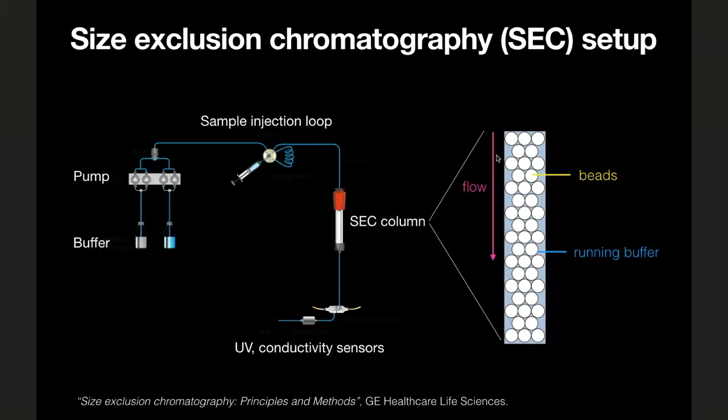Your flow goes from top to bottom, and the buffer that's flowing through is referred to as the running buffer. And when you're doing size exclusion chromatography in the lab, you'll typically also have a conductivity sensor or other sensors in line so you know what you're looking at.